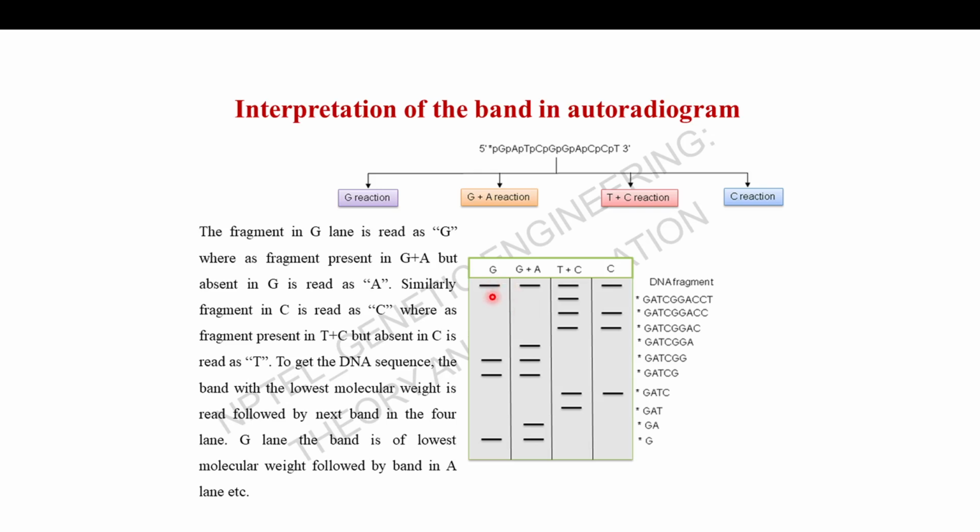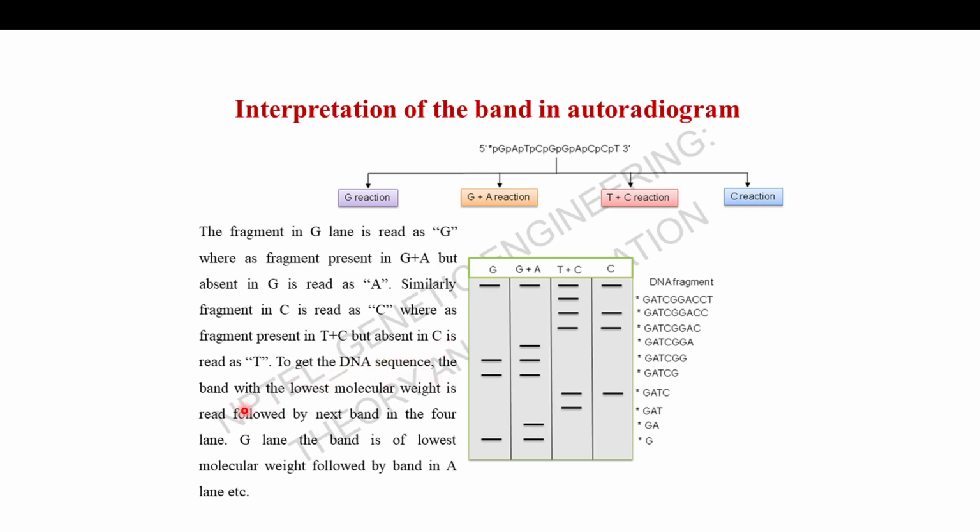Now, when all these reaction tubes are run on acrylamide gels, what will happen is, when we compare the G and G plus A lanes, where the G plus A lane has an extra band, then the fragment in the G lane is read as G, whereas a fragment present in G plus A but absent in G will be read as A. Similarly, for T plus C and C, the fragment that is present in both the lanes will be read as C, but something extra that is present in T plus C will be read as T residue. So the fragment present in T plus C but absent in C, suppose this one. See, this is being read as T here.